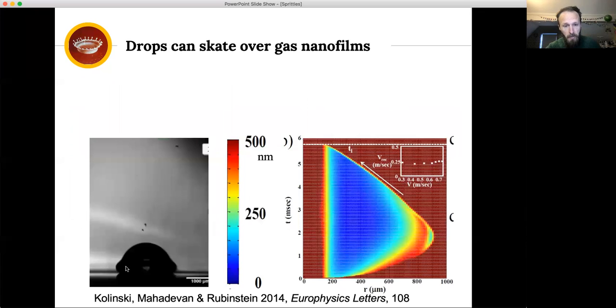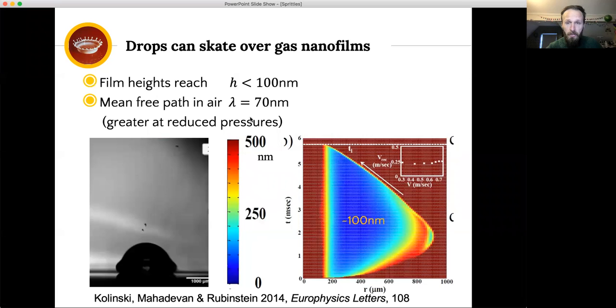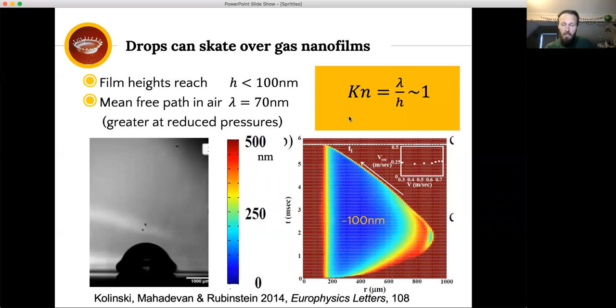So these very nice experiments measured not only the shapes of the drops, but also the profiles of the gas films underneath, which you can see here. And they showed in particular that those films can reach heights of 100 nanometers or less. Now, if we consider the mean free path in air is around 70 nanometers, then something which can become even greater at reduced pressures, then we see that the Knudsen number, which is the mean free path divided by the height of the film, can become 1 or even more. And what that essentially means is Navier-Stokes fails in the gas, and we need solutions to the Boltzmann equations for accuracy.